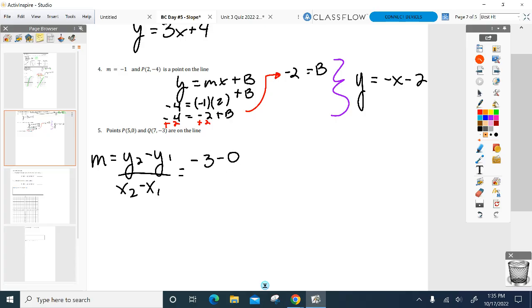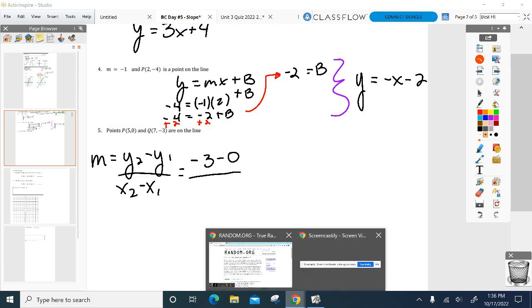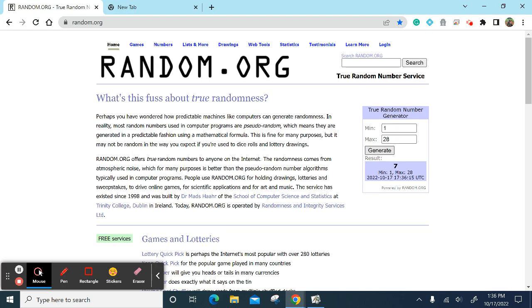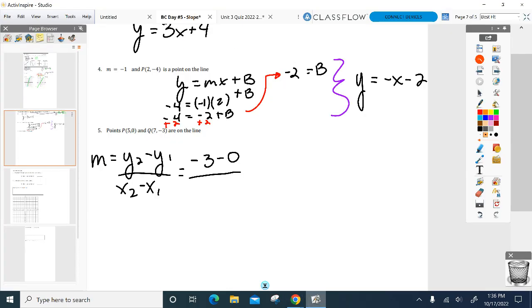-3 minus 0 over, order is important now. You see how Max gave me -3 first? So I need its x coordinate first. All right, you can't just mix and match like the distance formula back in the day. Whatever y coordinate you picked, you got to give me its x coordinate too first. 7, so what's the bottom going to look like? 7 minus 5. Yep.